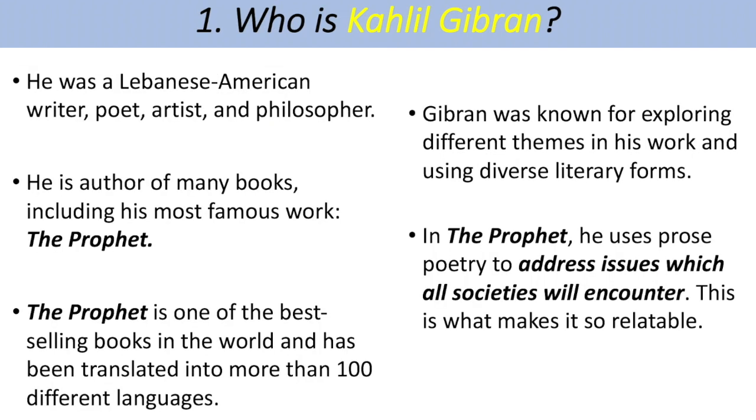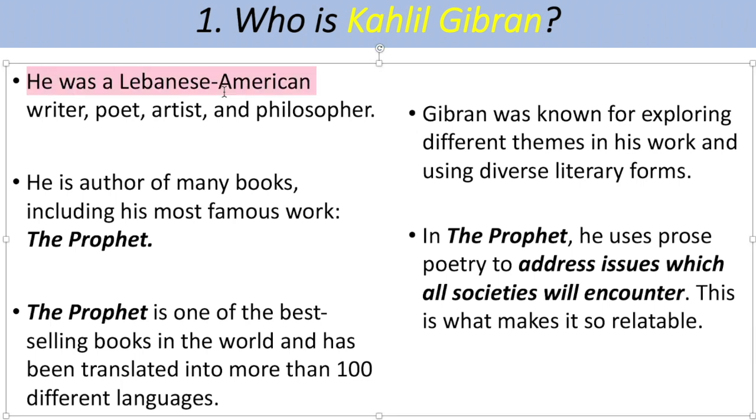Who is Kahlil Gibran? Well, he was a Lebanese-American writer, poet, artist, and philosopher. He is the author of many books, including his most famous work, The Prophet, which is the one you'll be reading for this class. The Prophet is one of the best-selling books in the world and has been translated into more than 100 different languages. Gibran was known for using different themes in his work and using diverse literary forms.